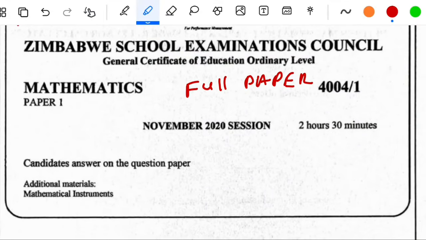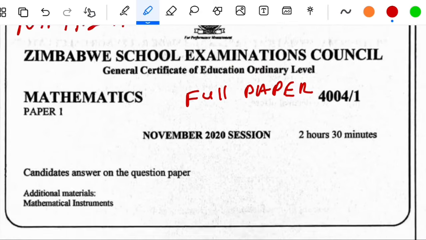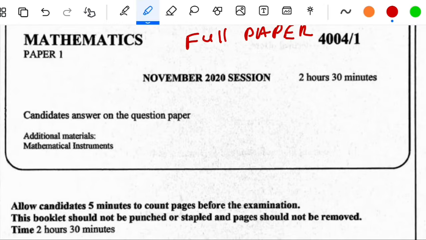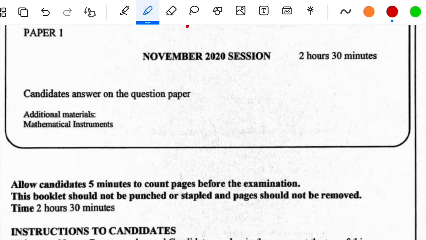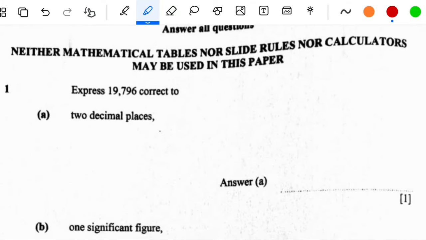Alright, then today's paper is a November 2020 Paper 1, O Level by ZIMSEC. Right, so let us look at it. This is not a calculator version, so there's no calculator used here. So number 1 says what?